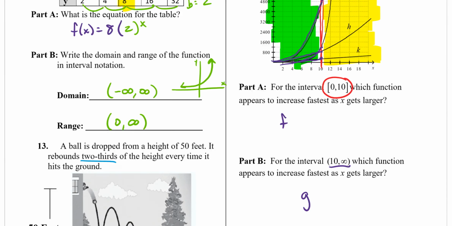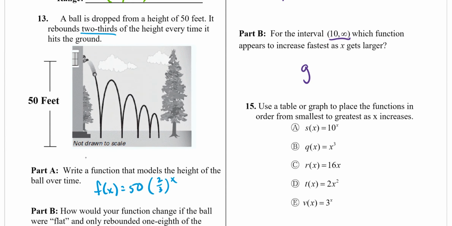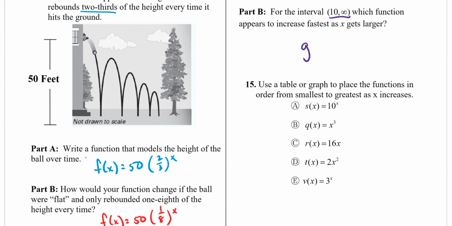So if we go all the way to infinity, so if we go all the way as far as we can to the right on our graph, my four functions, like if I were to zoom like way out, k would look like this, h would still be doing that, g now would be like this, and f would be like that. So this is g, that's f, that's h, and k. So eventually g is going to get bigger faster. 15, use the table or graph to place the functions in order from smallest to greatest as x increases. So we could graph each of these functions.